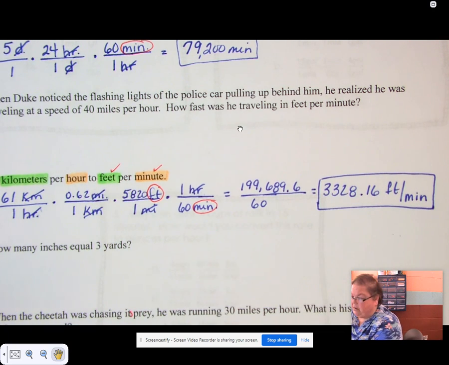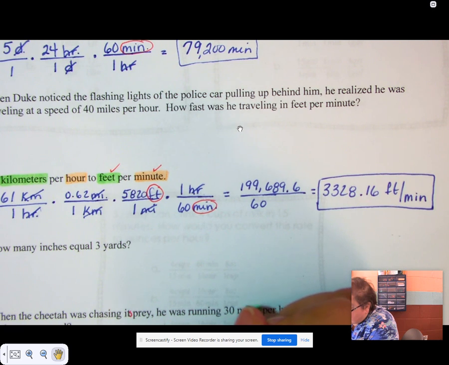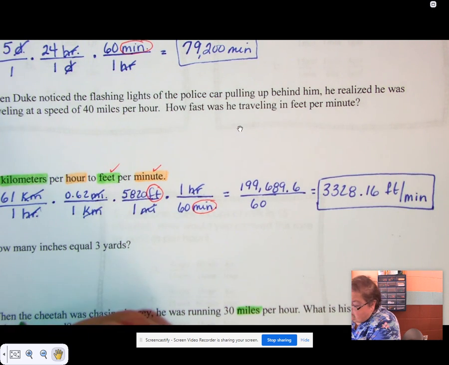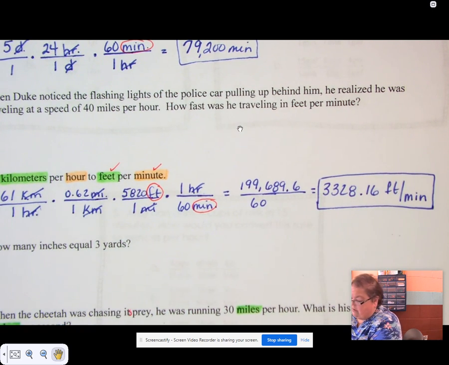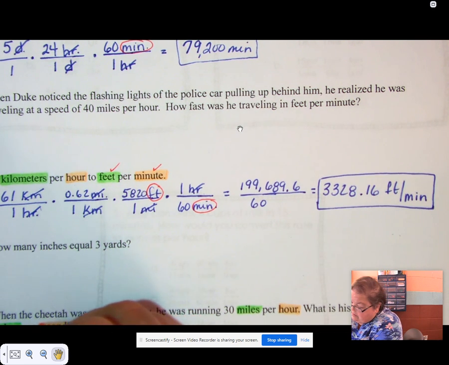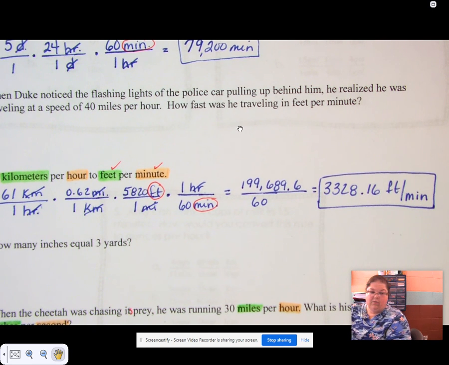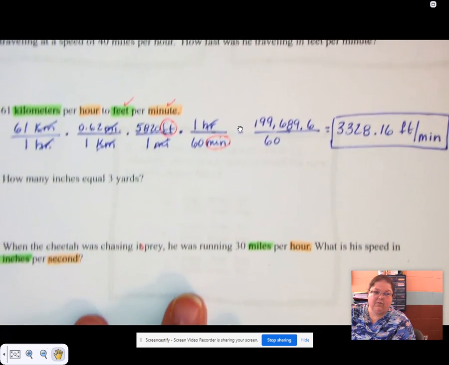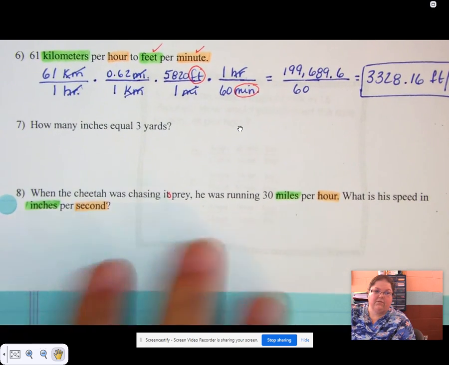It's prey, no apostrophe. Okay, so what am I starting with? Miles. And where am I going to? Inches. Okay? I'm starting with how fast? Time-wise, hour, and what am I going to? Seconds. Okay? I want you to pause the video here, work to get your answer, and then check it with mine. Pause your video.